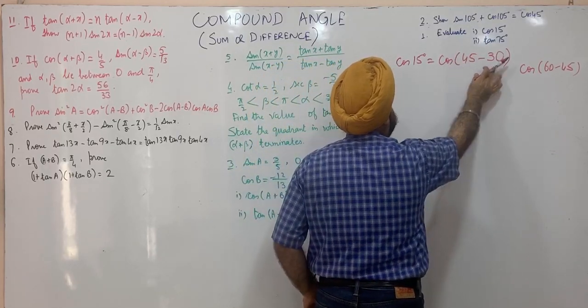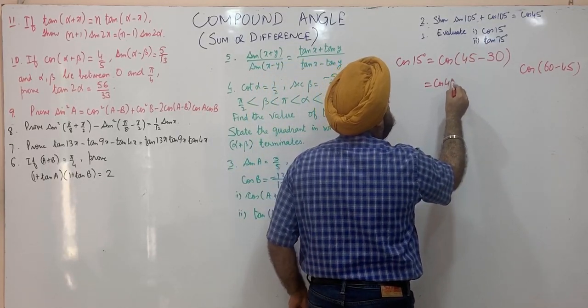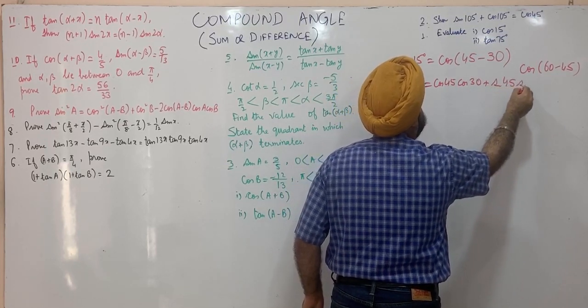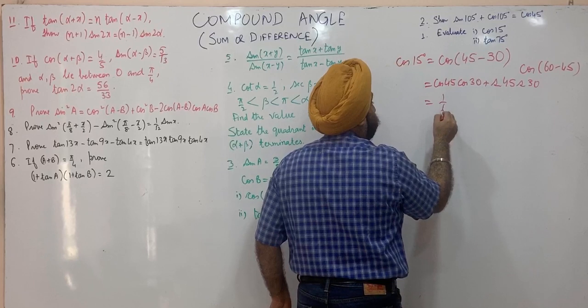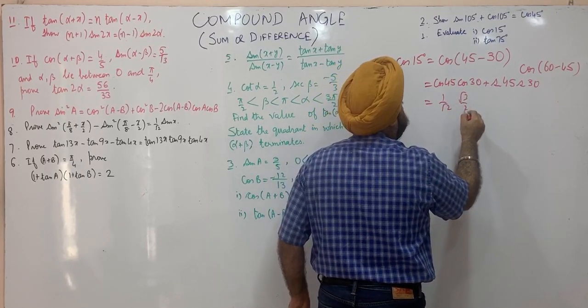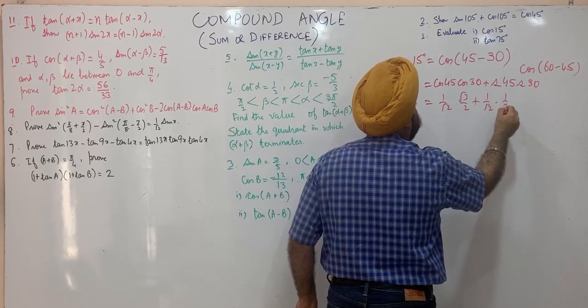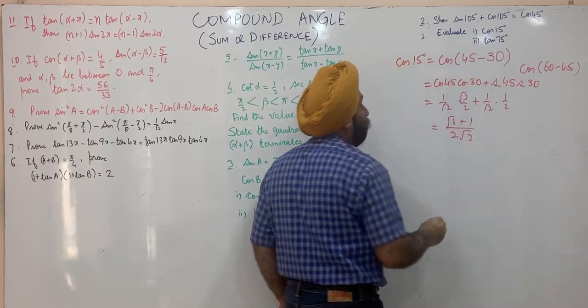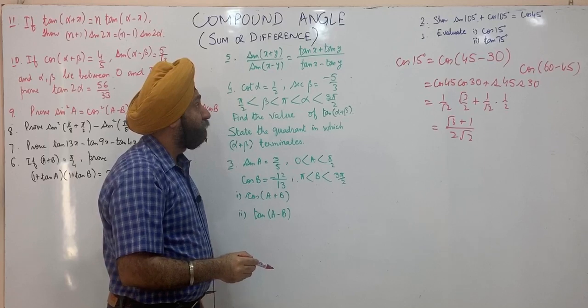Then we use cos(A minus B). This is cos A cos B plus sin A into sin B. We substitute values. This is root 3 by 2, 1 by root 2, into, so that's (root 3 plus 1) upon 2 root 2. This is cos of 15 degrees.